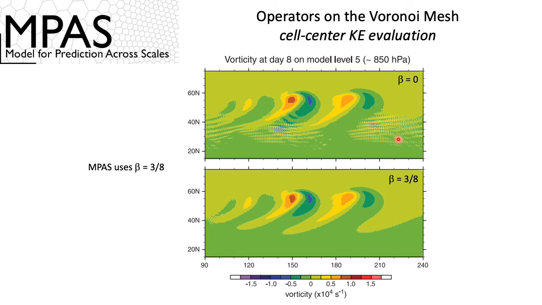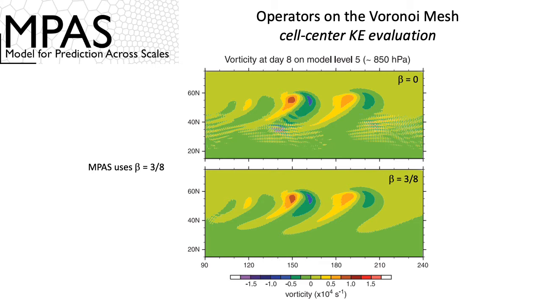Now this is without any dissipation at all, so this is just about a day before the front collapse, and you need dissipation. But when we saw this structure, we realized that there was a problem there. It turns out that by taking the weighted average of the kinetic energy, and using the kinetic energy defined at the vertices as part of that averaging process with beta equals 3/8, that noise is largely ameliorated, as shown in this bottom plot where we use beta equals 3/8.